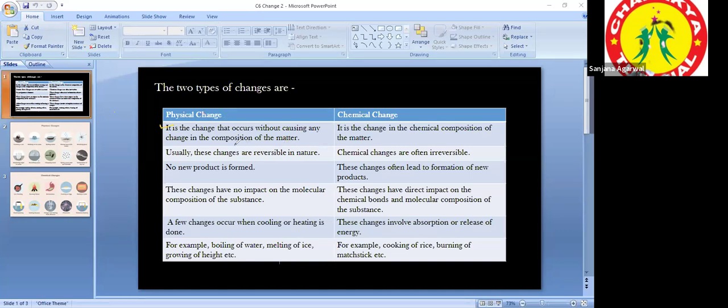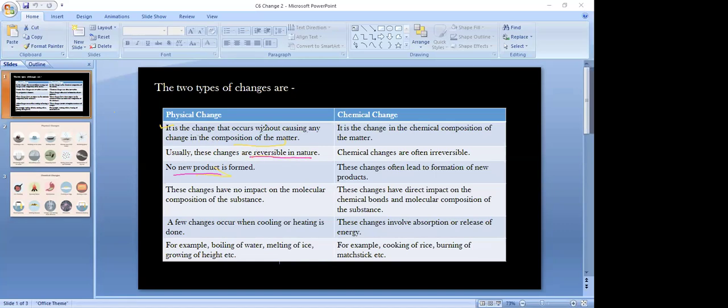So there is no change in the composition of matter. In the ice form it was H2O, water molecule, and in liquid form also the formula is H2O. So no change in the chemical composition. Usually these things are reversible in nature. No new product is formed in this state. Now state more examples of physical changes.